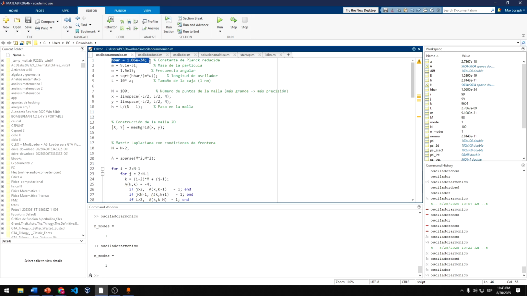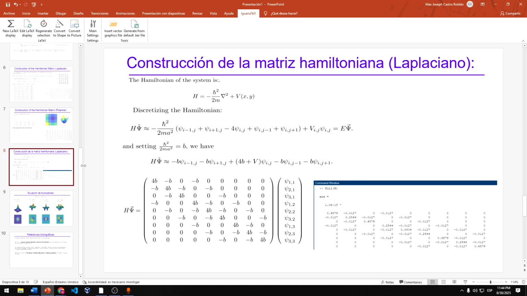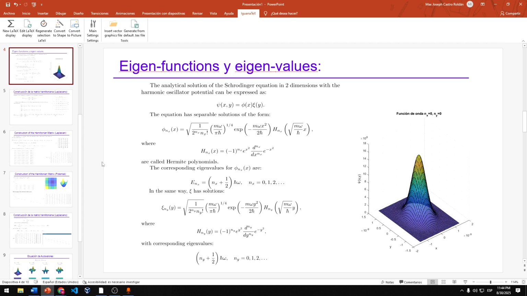Aquí es donde pues definí las constantes, que es la h barra, que es 1,6 por 10 a la menos 34. Es la constante de Planck reducida. O sea, m es la masa del electrón. W es la frecuencia angular a la que el electrón va a estar oscilando dentro de ese confinamiento, ¿no? Esa región de anchura tal. La anchura va a ser de 10 nanómetros, por así decirlo. Esta es la constante que puse acá. Va a representar eso. ¿Dónde está la ecuación?